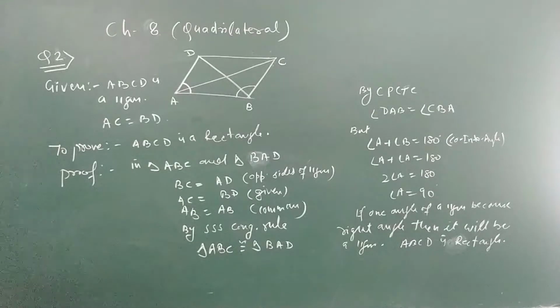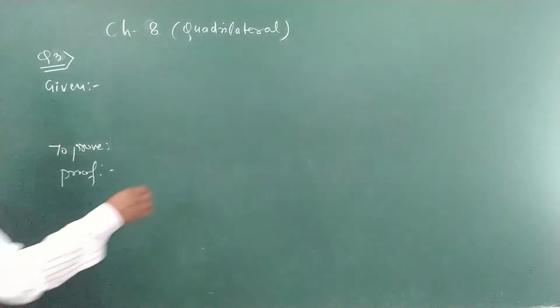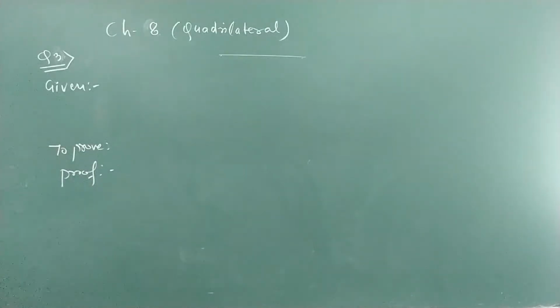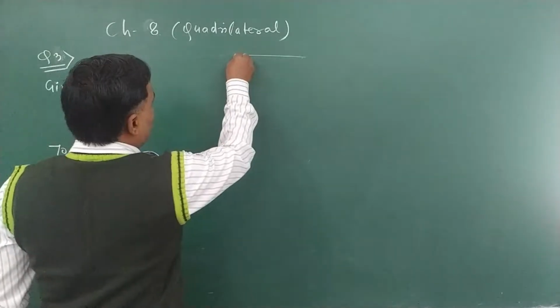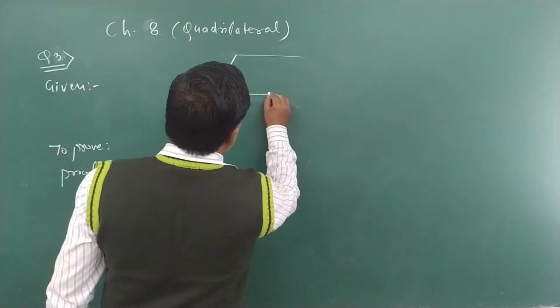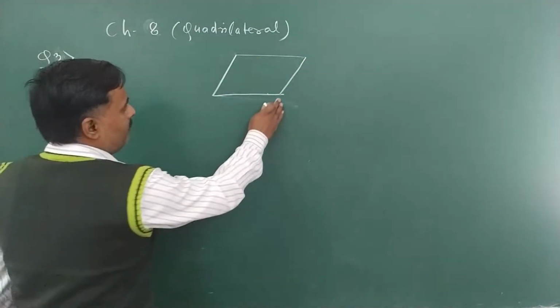So now move on, question number 3. Show that if the diagonals of a quadrilateral bisect each other at right angle, then it is a rhombus. The diagonals of a quadrilateral. So I'm just taking one quadrilateral, and we are proving it's a rhombus. So the diagonals of a quadrilateral bisect at 90 degrees, and it will be a rhombus. I'm proving it's a rhombus.